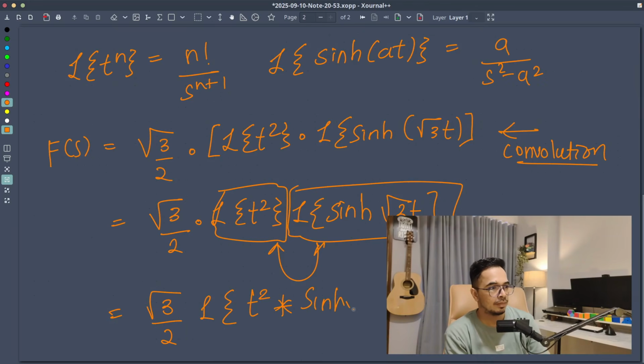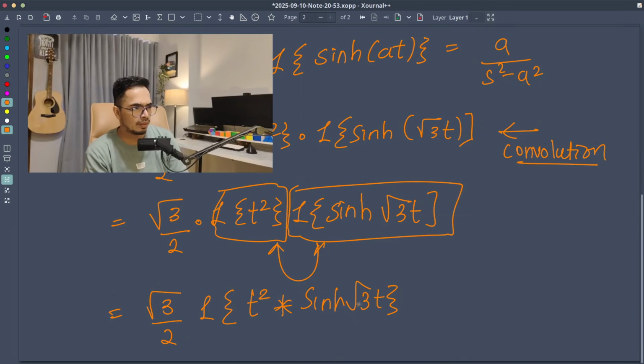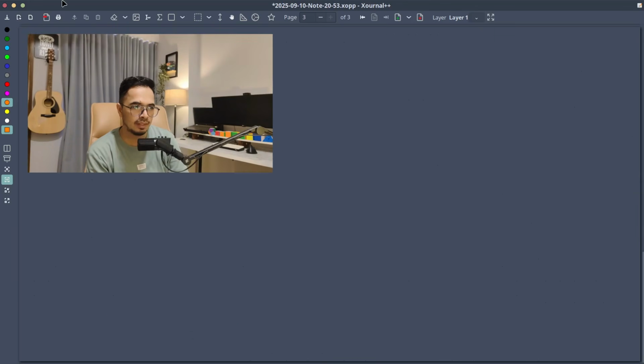Now, we know how convolutions work. So I can simply convolve t square with sin root 3t, and I am good to go.